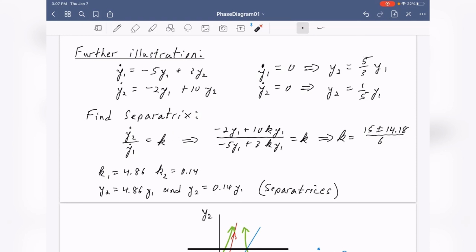All right, so we get 2y1 plus 10ky1 minus 5y1 plus 3k1 equals k. And we find that k is equal to 15 plus or minus 14.8.18 over 6. So k1 is 4.86 and k2 is 0.14. So we get the separatrix. So y2 equals 4.86 y1, y2 equals 0.14 y1. These are the two separatrices.